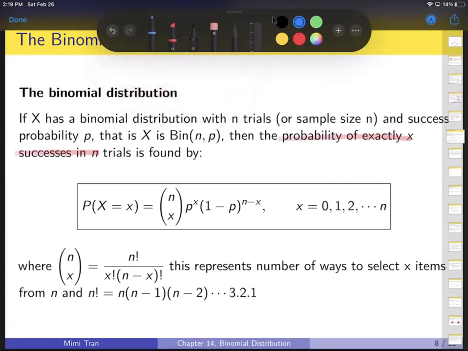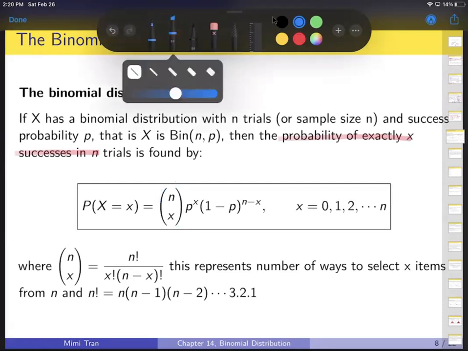This part right here, maybe I'll highlight in blue. I'm going to come back to that part later, okay? Now the part that we've been doing is this part.